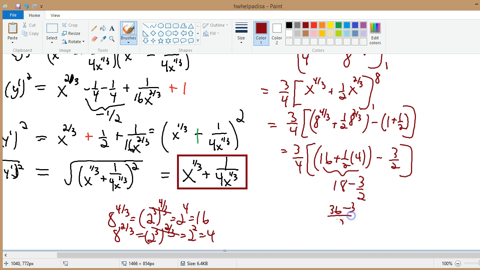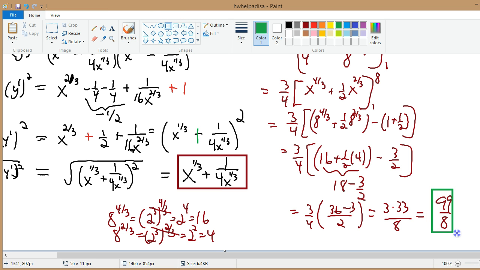36 minus 3 all over 2. And that's times 3/4. So we get a 33 here. 3 times a 33 over 8, or 99 over 8. Yeah, I think that's it.